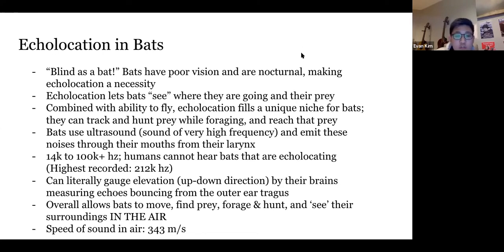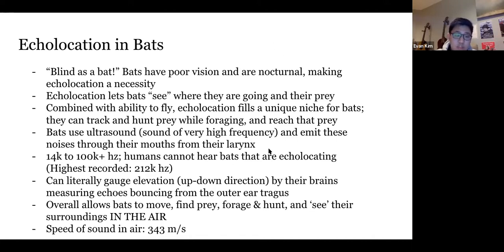Bats are incredibly good at echolocation, and they can gauge elevation by their brains measuring echoes bouncing from the outer ear tragus. Like the structure of your outer ear, bats can use the reflection of echoes off of those fleshy parts of the outer ear to understand how high or low something is. They're very good at it. And they have very, very enlarged cochleas, which are internal ear organs that play a large role in hearing.